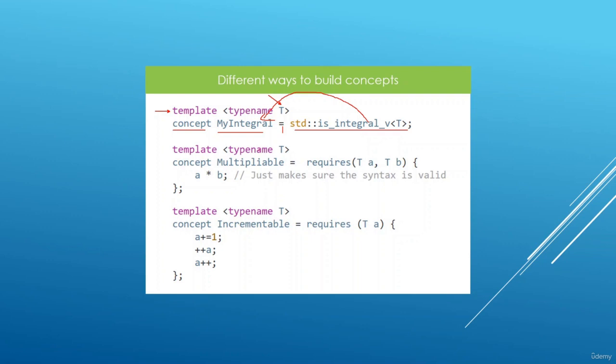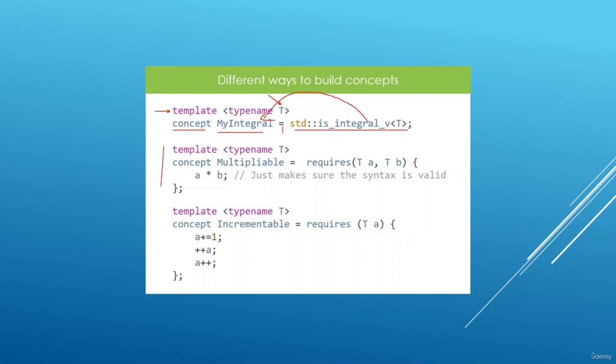So if you want to set up your own concept and you want to do that using type traits, you can do that like this, and it is going to enforce for your template parameters to satisfy that type trait. Or to be exact, the concept is going to be satisfied when the type trait evaluates to true. If the type trait evaluates to false at compile time, the concept is not going to be satisfied. That's another way to look at that.